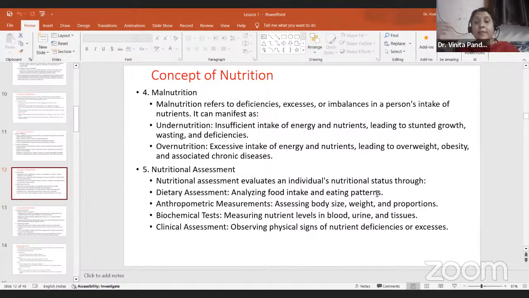Then clinical assessment in terms of the physical, because sometimes when the nutrition reduces to a drastic extent, then we will see that these deficiencies are reflected in concrete symptoms. And for that clinical assessment, visiting a doctor becomes extremely important.